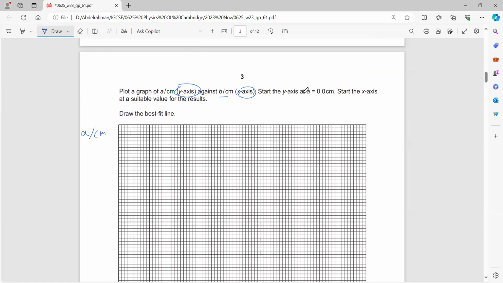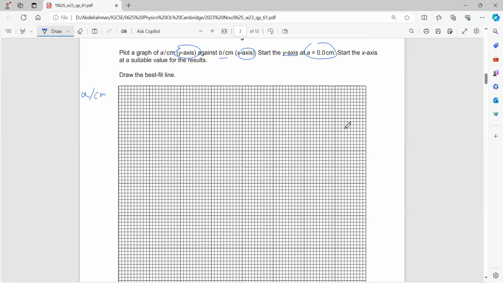Now the A axis, the y-axis, guys. Start the y-axis at A equals what? 0 centimeters. I must start at 0 centimeters. Do I have to start at the origin? No, we will not start at the origin. I will only start the y-axis from 0. What about the x-axis? It says start the x-axis at a suitable value. If you start the x-axis from 0, it would be wrong.